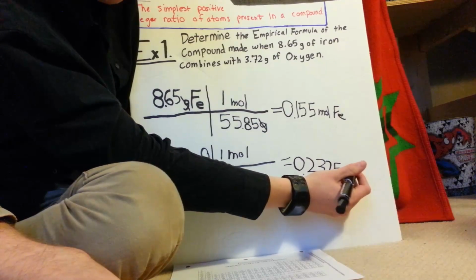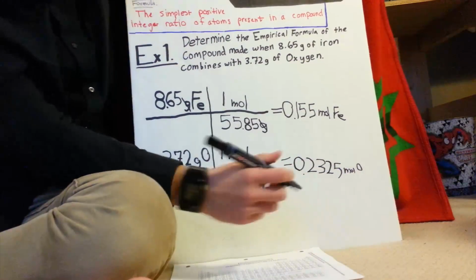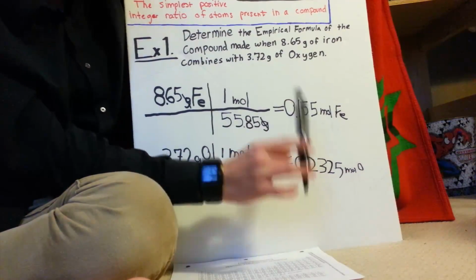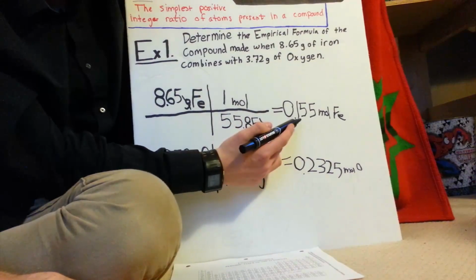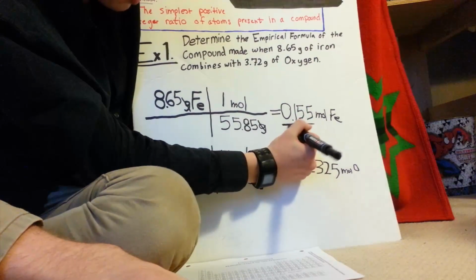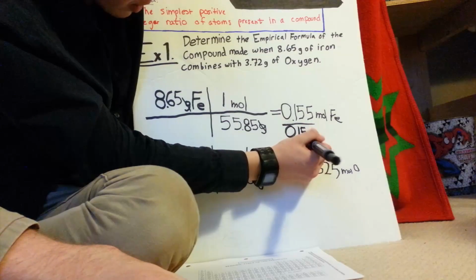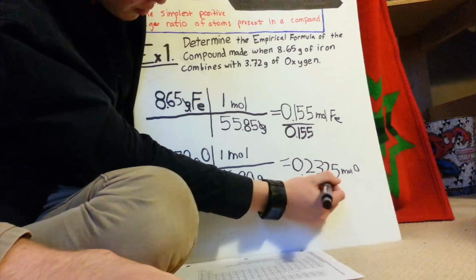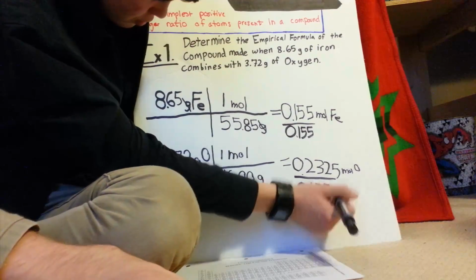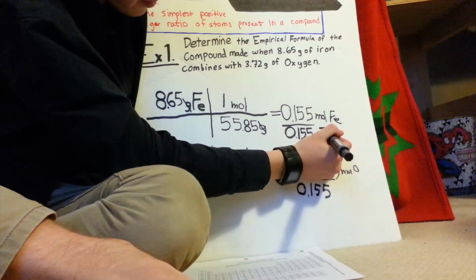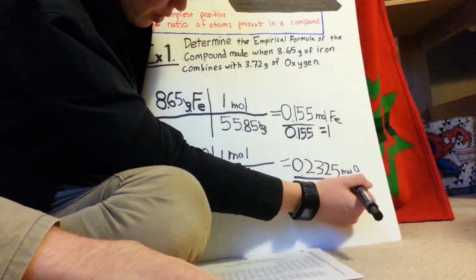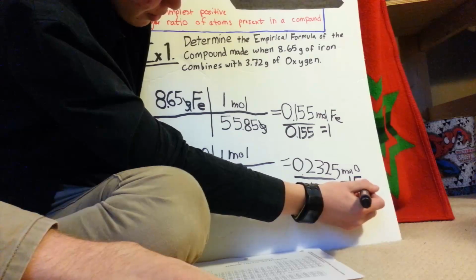Now that you've got both of your quantities in moles, what you'll do is divide both of these numbers by the smaller of the two numbers, which in this case is 0.155 because it is smaller than 0.2325. So you're going to divide both of them by your 0.155. And for the iron, that's obviously just going to be 1 because it's the same quantity. And for oxygen, it's actually just going to be 1.5 when you plug that into your calculator.